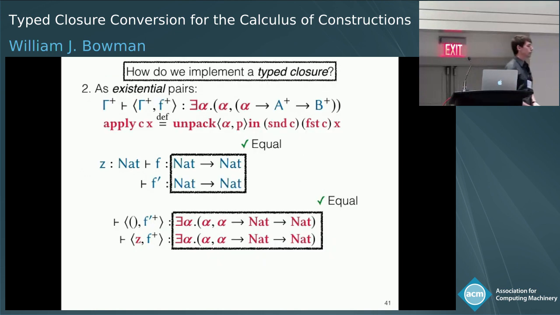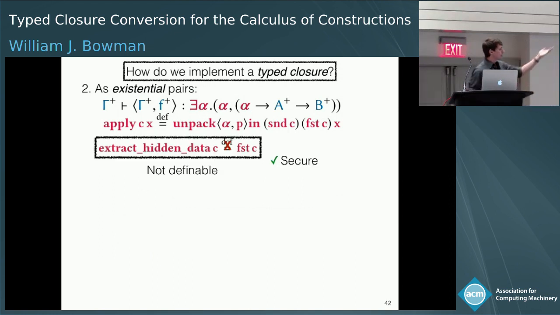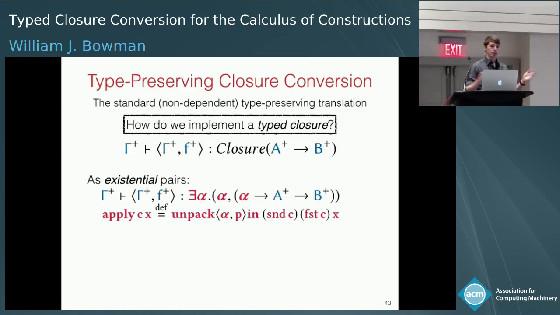Now, when we look at our example, this existential quantification has hidden the type of the environment in the type system, so f and f prime still have the same type, despite the fact that their environments are different. And if we look at security, the attack I mentioned earlier is actually not definable. We know from type preservation that this closure type has not introduced any additional interfaces. Okay, so after 20 years of work, we implement the closure type using existential types.